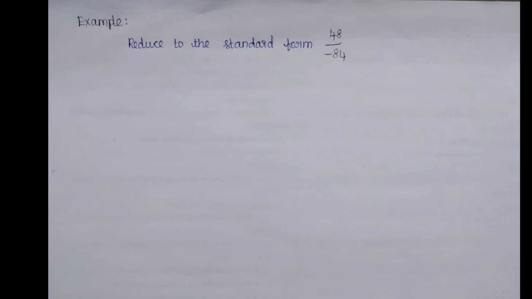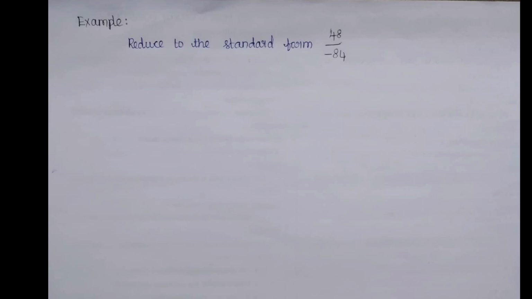48 by minus 84. First, what are the two conditions? The only common factor between a and b should be 1, and b should be positive. Here it is of the form a by b, where a is equal to 48 and b is equal to minus 84. Now we have to convert this to the standard form. What is the first condition? The common factor should be 1.